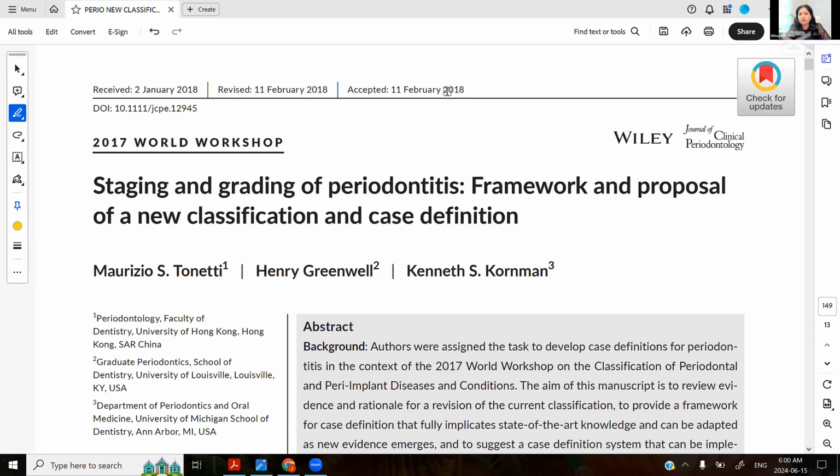So suppose you're given a certain amount of probing depth, a certain amount of bone levels, and the age of the patient would be provided to you. Then the complexity factors are also given in the history.